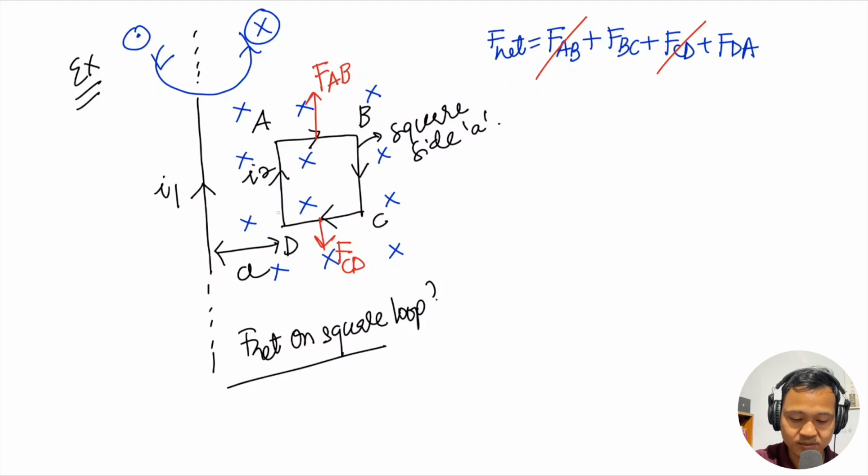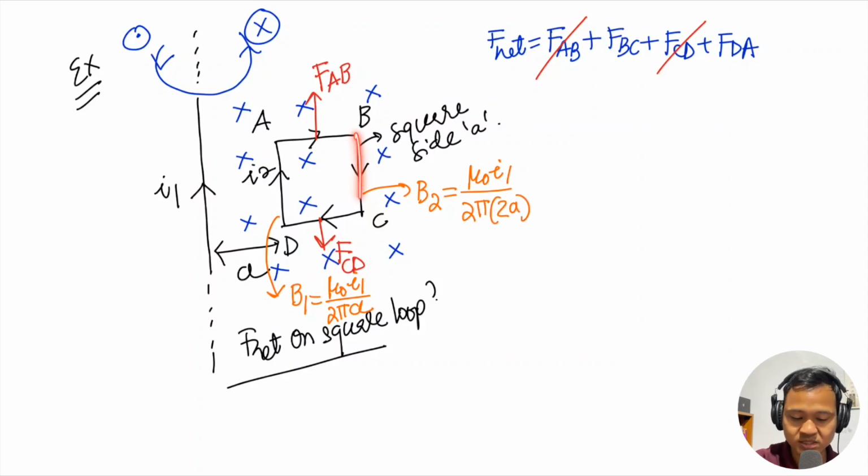So at AD, the magnetic field B1 is mu naught into I1 divided by 2 pi into A, as it is at a distance of A. Now at BC, the magnetic field is mu naught into I1 divided by 2 pi into 2A, as BC is at a distance of 2A.